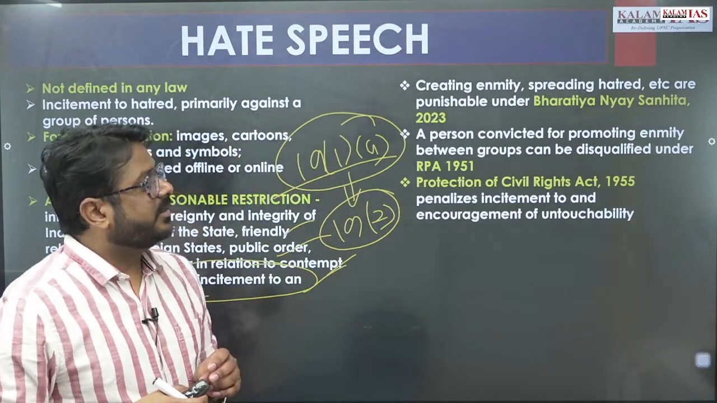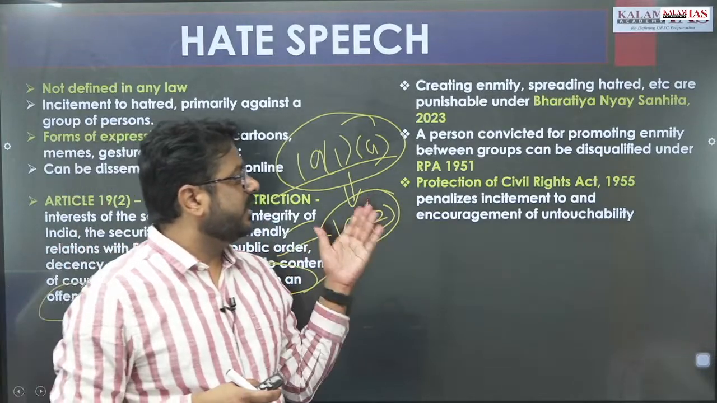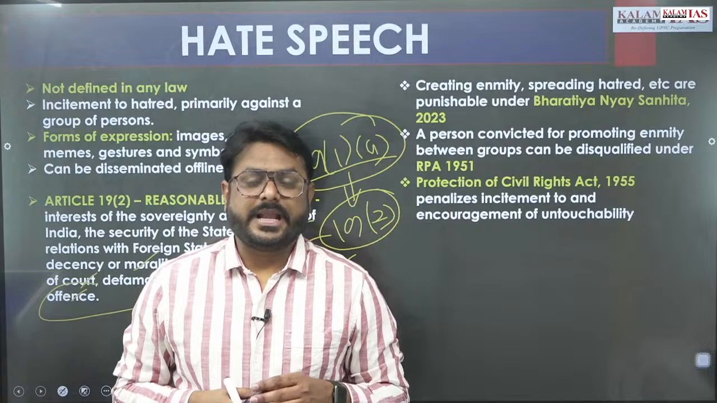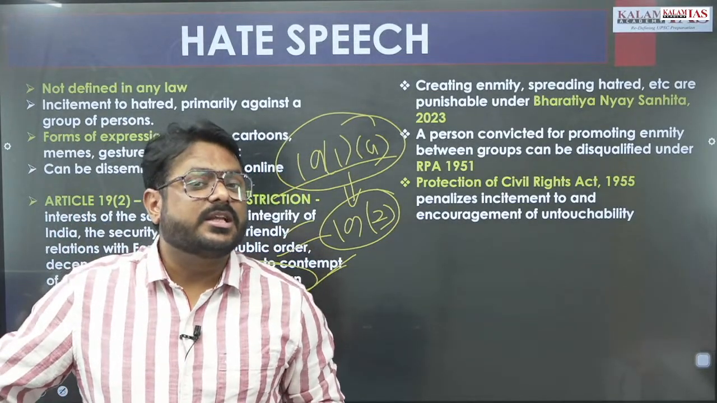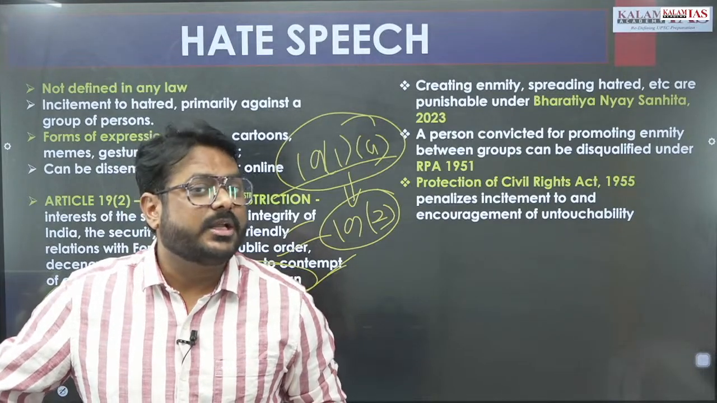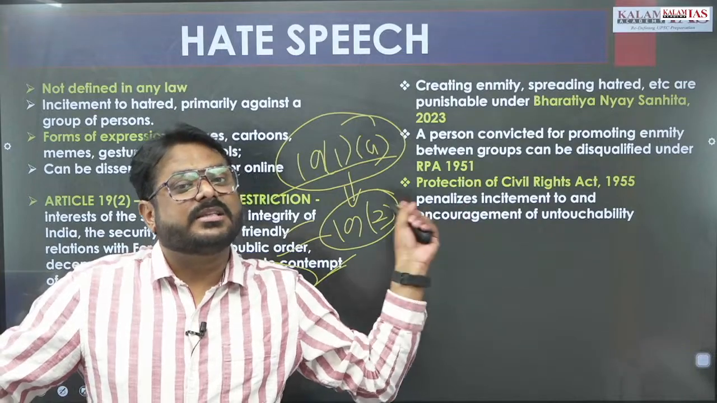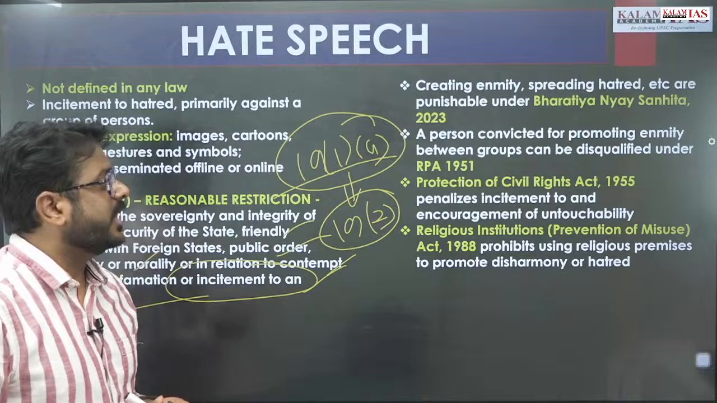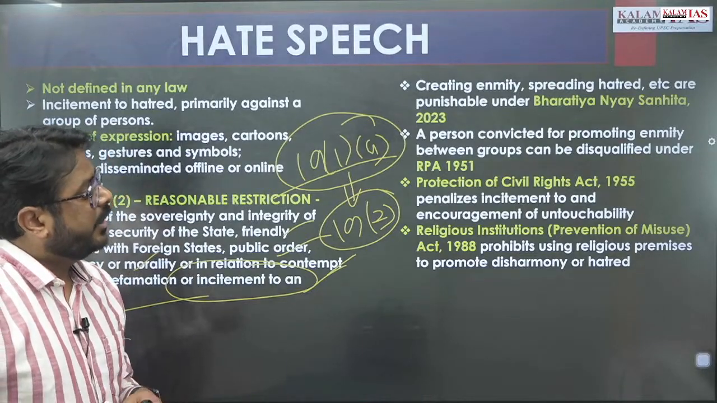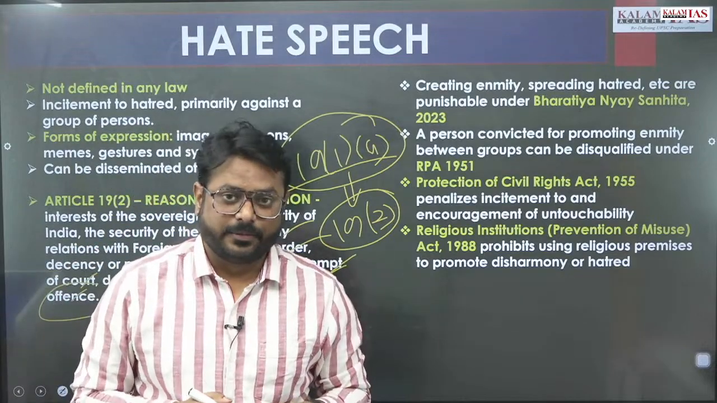The Protection of Civil Rights Act 1955 penalizes incitement to and encouragement of untouchability. So if any person is instigating hate speeches against the Scheduled Caste and Scheduled Tribe population, they can also be punished under this act. And also the Religious Institutions (Prevention of Misuse) Act 1988 prohibits using religious premises to promote disharmony or hatred, right?